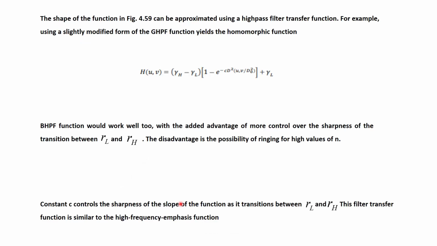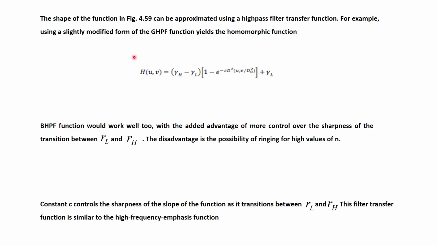The shape of the function given in the previous figure can be approximated using a high-pass filter transfer function. For example, using a slightly modified form of the Gaussian high-pass filter function yields the homomorphic function. So H(u,v) is equal to (gamma H minus gamma L) times [1 minus exponential of minus c D squared by D0 squared] plus gamma L, that is the DC component that will shift it in the upward direction.